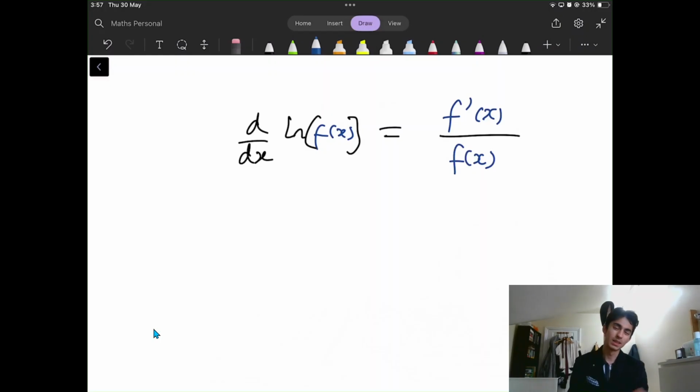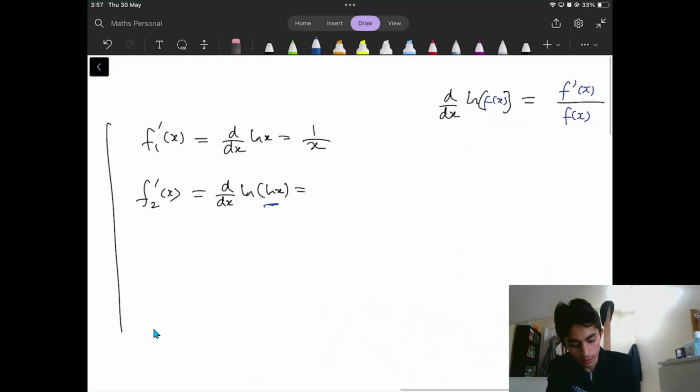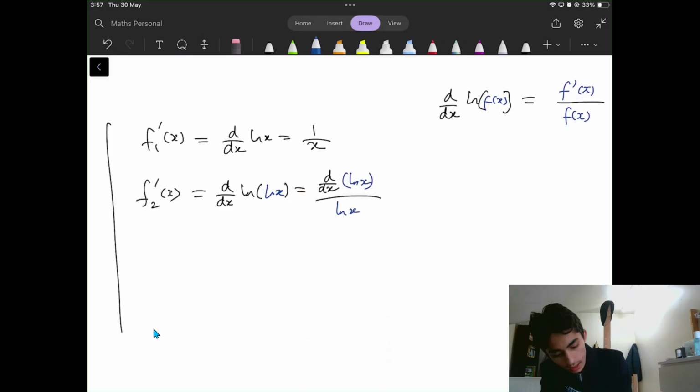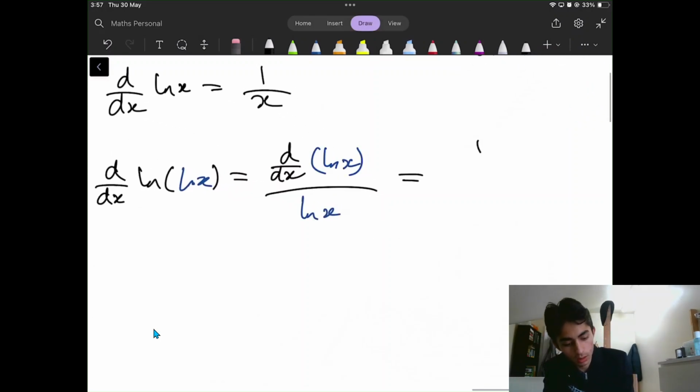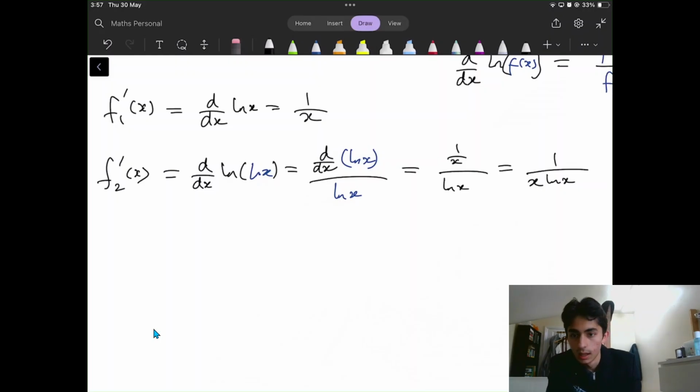In this case, instead of having f of x, we have natural log of x, right? So the derivative of ln of ln x is equal to the derivative of the inside divided by whatever was on the inside. And we already know that the derivative of natural log is just 1 over x from the previous line, over ln of x. And this can be written as 1 over x ln of x. That's just self-explanatory. Let's try this out for f3 of x, and then for f4 of x, then we can generalize some stuff.